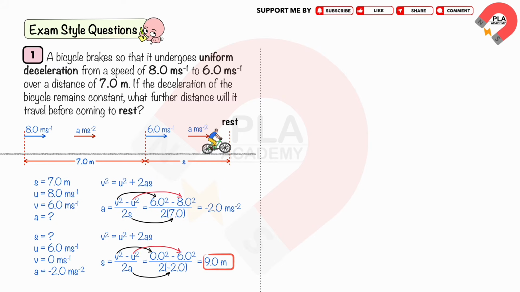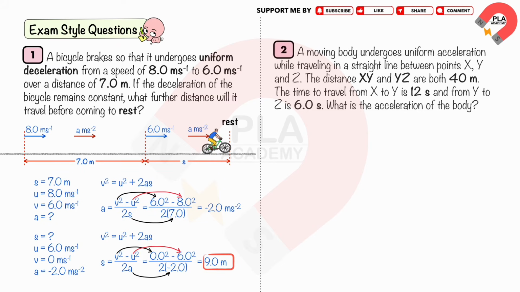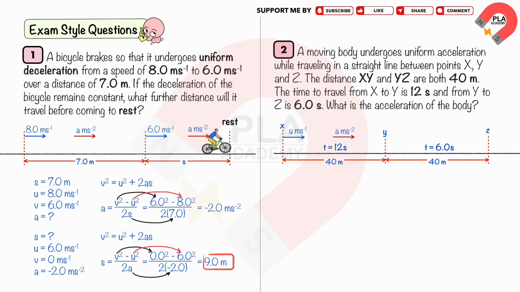Question 2. A moving body undergoes uniform acceleration while traveling in a straight line between points x, y, and z. The distances xy and yz are both 40 meters. The time to travel from x to y is 12 seconds and from y to z is 6 seconds. What is the acceleration of the body?